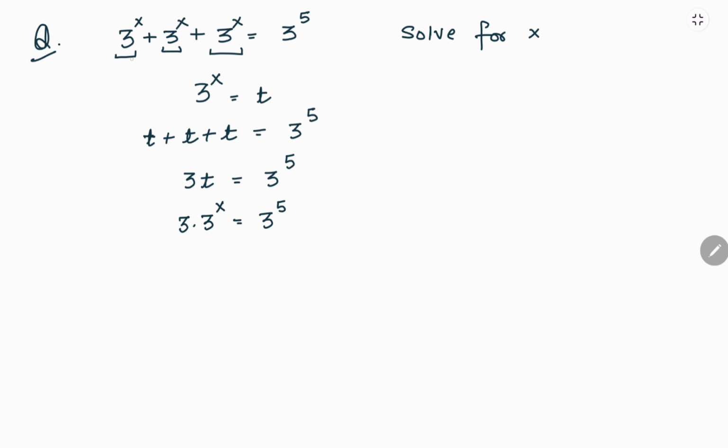We could do this like in this step as well. Instead of substituting, we could have directly written 3 raised to power 3 times 3 raised to power x, right? But if you do not know that, then you can substitute and then come to this.